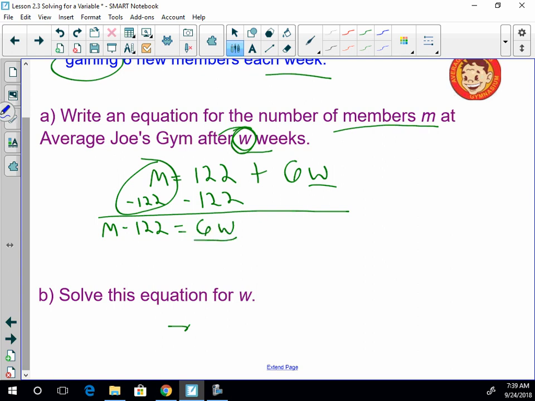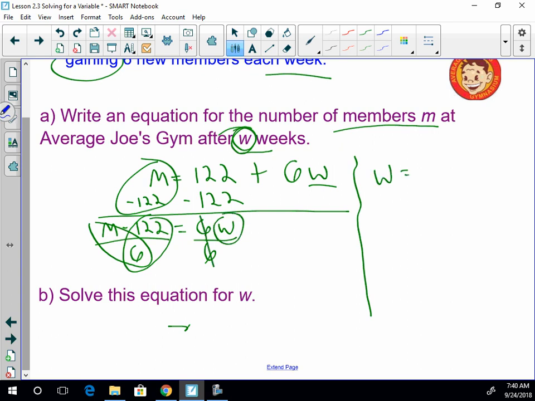Lastly, I have to undo the multiplication with division. So I'm dividing both sides by 6. And again, I get 2 division problems here, so I'm going to continue on over here. That W is what's left. So W is now equal to M divided by 6, which cannot be simplified, so I will leave that there.